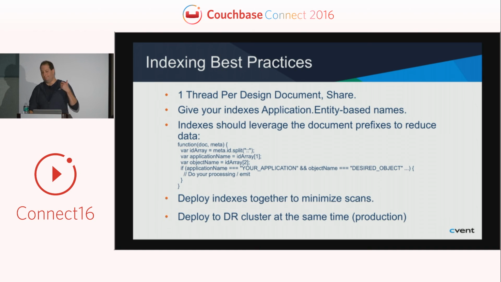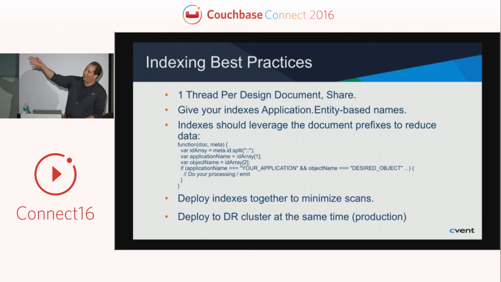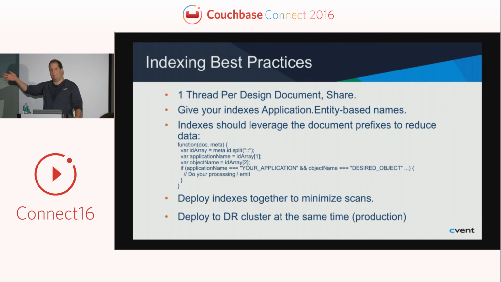Indexes should leverage the document prefixes. That's really important, the view indexes, to make sure that they only index the relevant data. How do we do that? We split the key, right? And here's a sample of basically how we split the key into its important parts. If the application is the specified application, and if the object type, the entity, is of the type that's desired for the index, then we can do the omit, right?